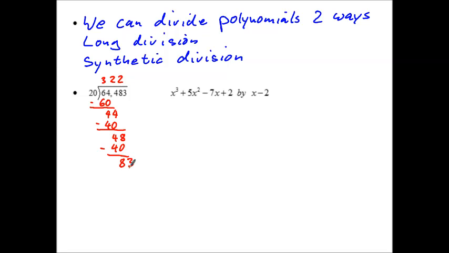Bring down the 3. How many times does 20 go into 83? 4 times. 4 times 20 is 80. And 3 is left over. Can we divide 20 by 3? Not without decimals. At this point, we're not going to go into the decimals. We're just going to note we have a remainder of 3. And that's how we do long division.